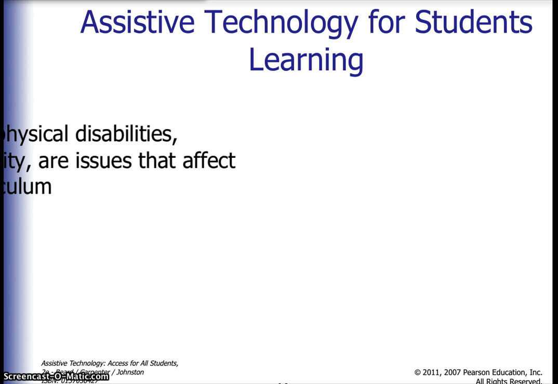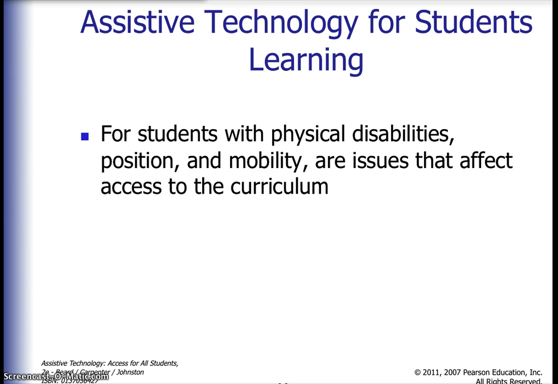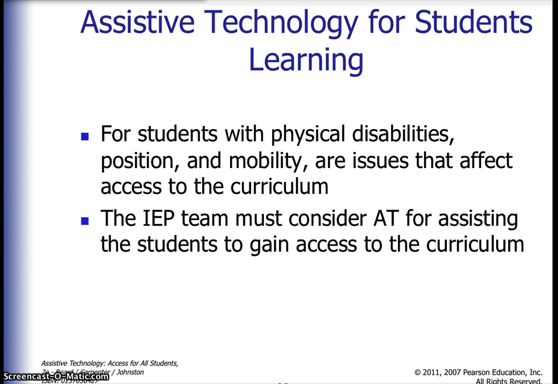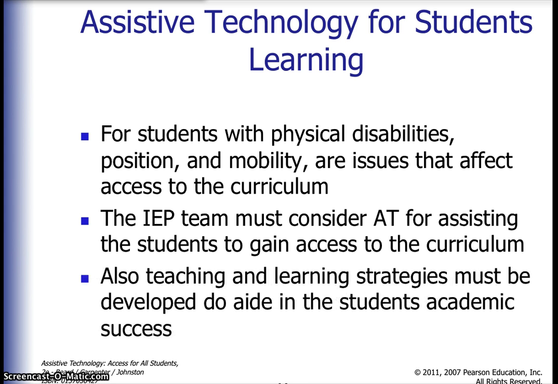Assistive technology for students learning. For students with physical disabilities, positioning and mobility are issues that affect access to the curriculum. The IEP team must consider assistive technology for assisting the student to gain access to the curriculum. Also, teaching and learning strategies must be developed to aid the student's academic success. So how we treat them, within mobility, how we actually capitalize on that mobility that they have.